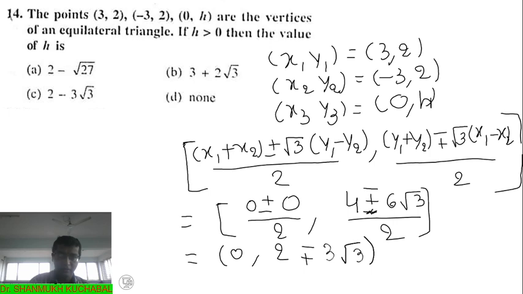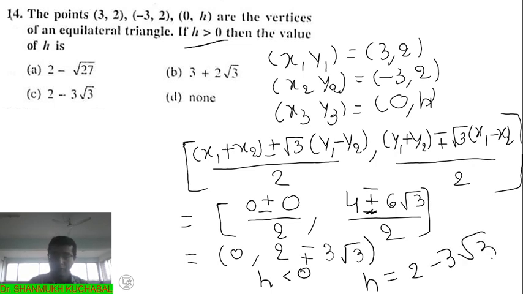Since we have h greater than 0 here, okay, here h greater than 0. So if we take the one less than 0, we get h equal to 2 minus 3 root 3. Opposite we have to take it, that is option C, 2 plus 3 root 3 is the right answer.